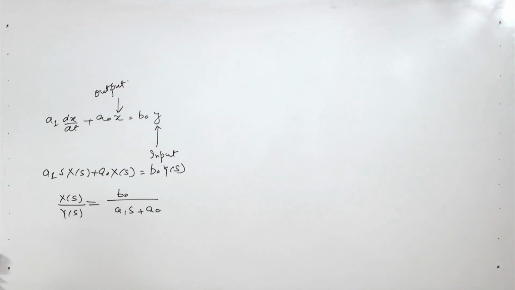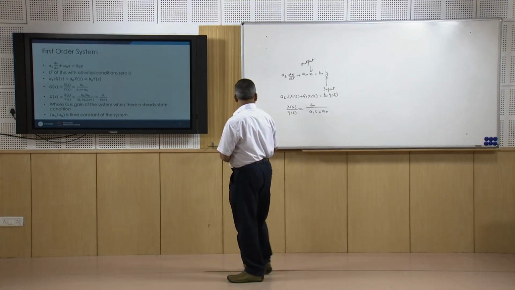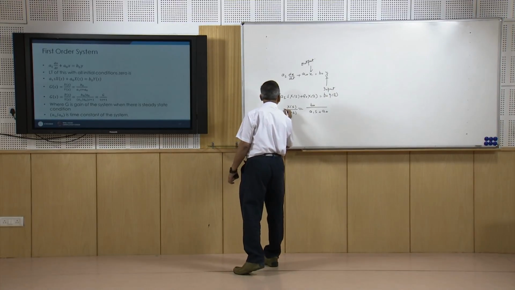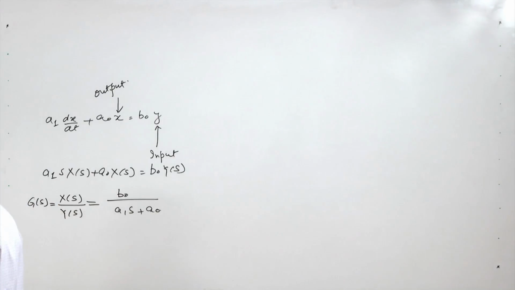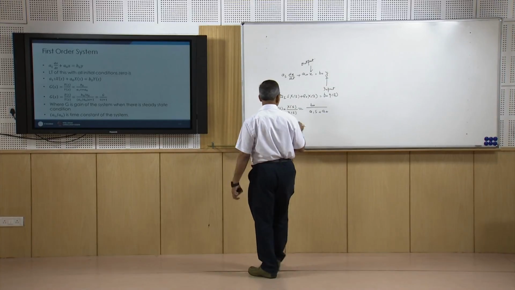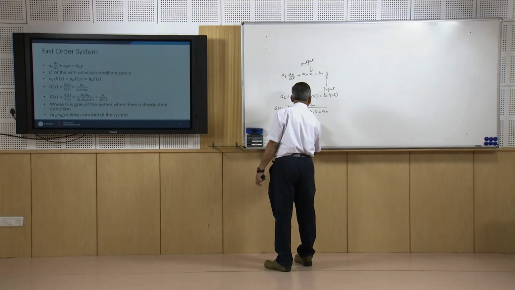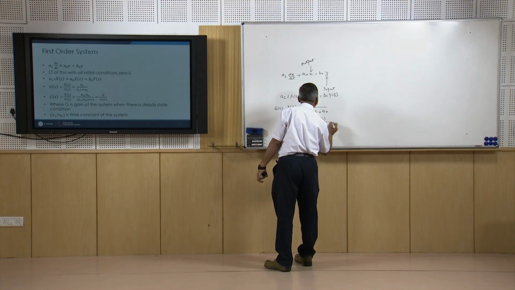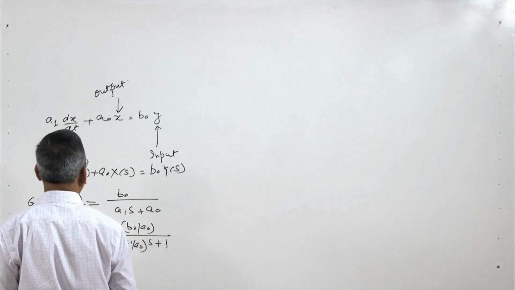We have B0 by A1s plus A0, and this Xs by Ys is my transfer function. Further, I can divide the numerator and denominator by A0. So, I get B0 by A0 divided by A1 by A0 into S plus 1. And what is my B0 by A0?